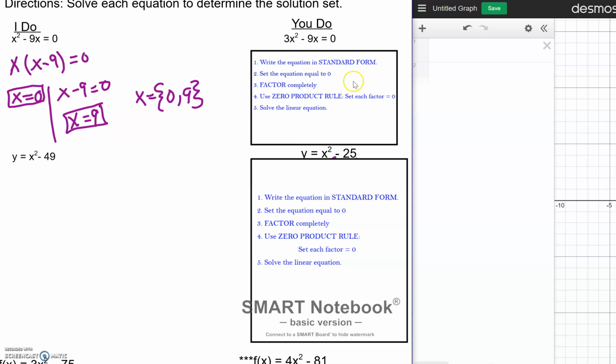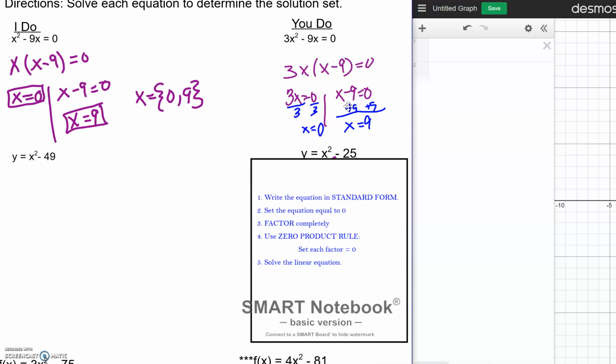And the steps are right there. Here's your answer. I'm now going to do this example here.